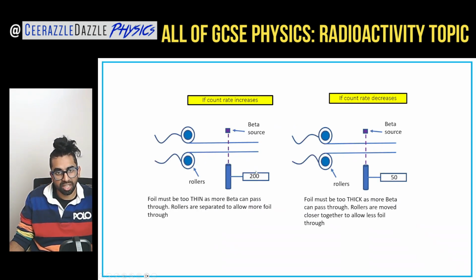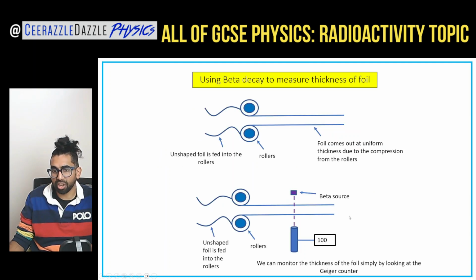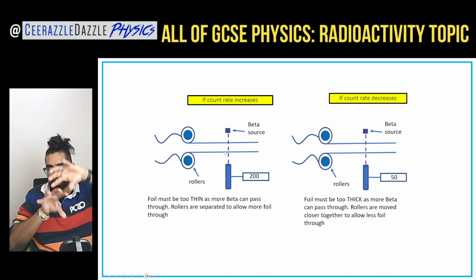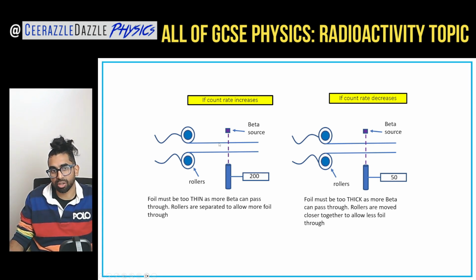So over here we can see that the count rate has gone up from 100 to 200. So what does that tell you? So obviously that means that if there's loads more radiation being detected, that tells you that the foil is too thin, okay? And therefore you can separate the rollers to increase the thickness of the foil.